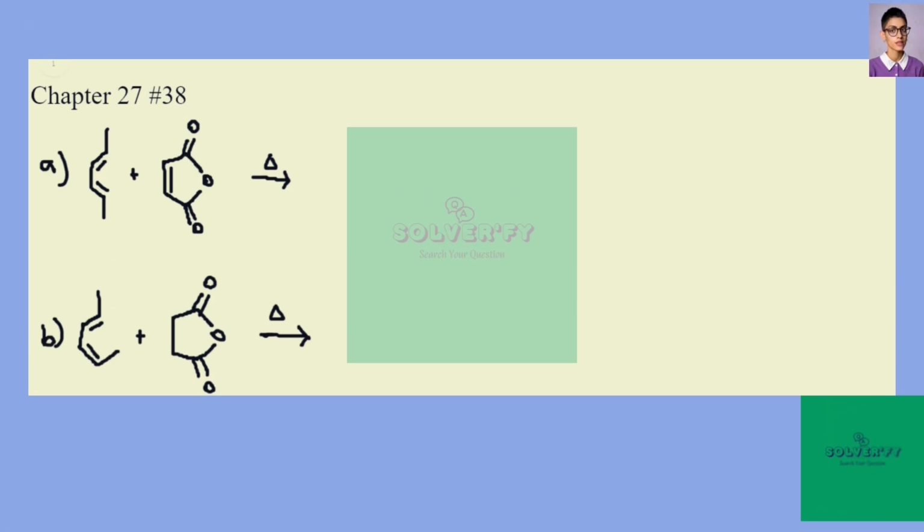This is the answer to Chapter 27, problem number 38 from the Smith Organic Chemistry textbook. And we're asked to draw the products of two Diels-Alder cycloadditions and to make sure to note the stereochemistry at each applicable position. And so remember, the Diels-Alder is a 4+2 cycloaddition, and it's always suprafacial, and it's always thermal.